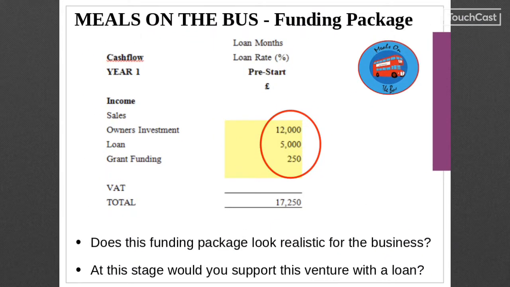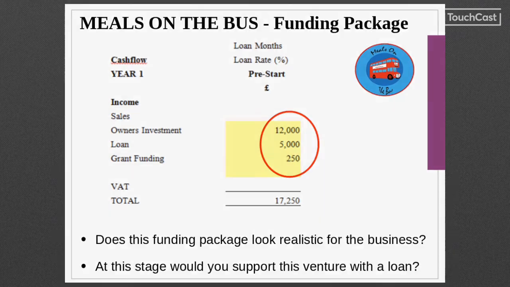So returning to the Meals on the Bus case, are there any issues you note in any of these areas? And if so, does this funding package for this business look realistic? With the information you have at this stage, if you were in that position, would you support this business with a loan? And again, consider how you'll demonstrate in your own feasibility plan that you have contingencies in place for your own business idea to deal with any of these issues if they arise.